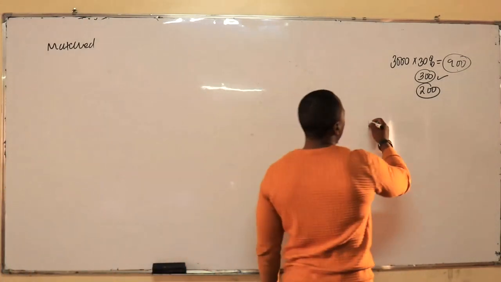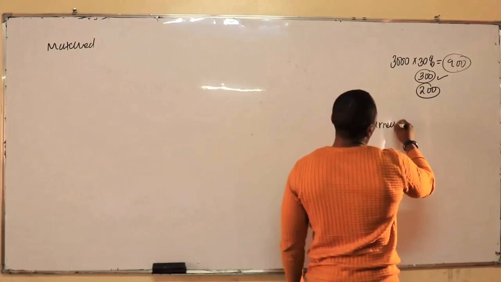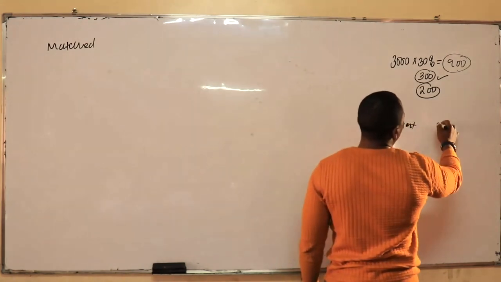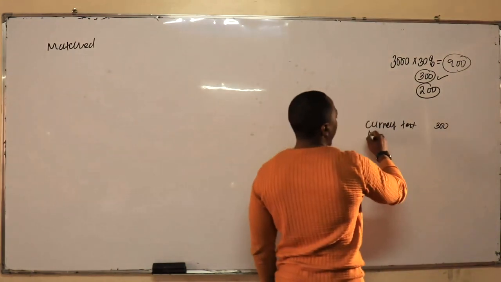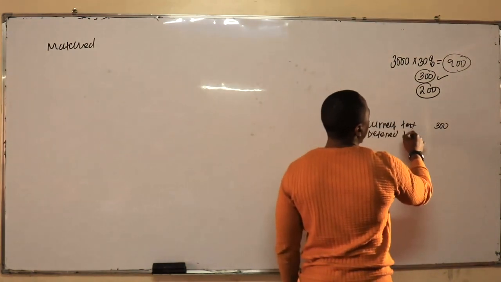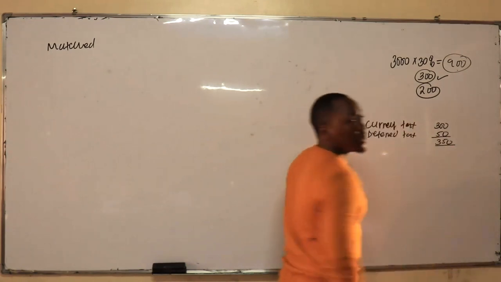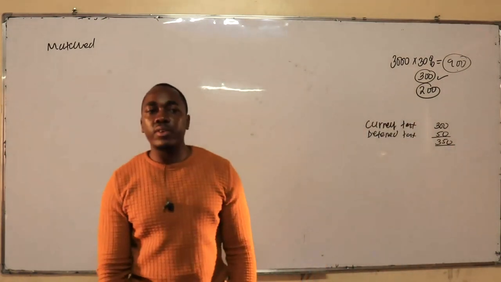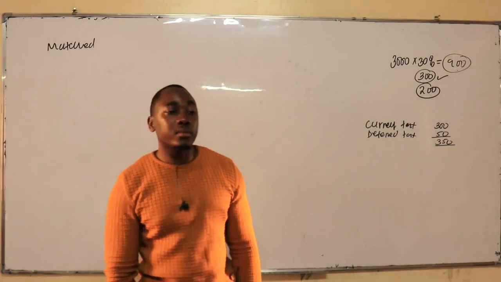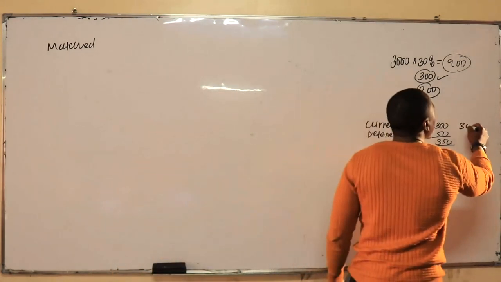Now, assume this, I don't write it. Assume the current tax for the year was 300 million. Then the change in deferred tax was an amount of 50. That means you're supposed to pay an amount of 350. Now let's ignore the deferred tax. If you ignore the deferred tax, how much will you pay? You'll only pay 300. What will happen to this 50?